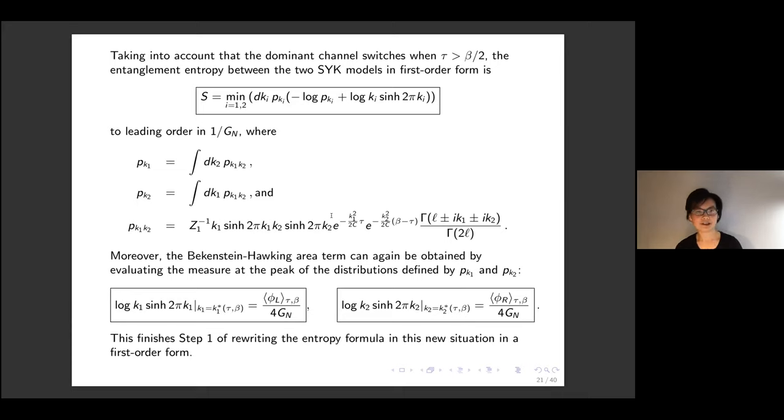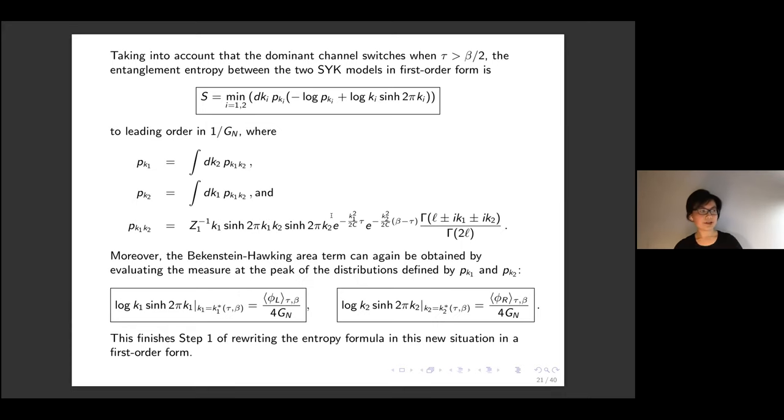If we then take into account that the dominant Euclidean channel switches when tau is greater than beta over 2, we get as the final answer for the first order calculation that the way to rewrite this entanglement entropy between these two SYK models in first order form is this equation here on the top, to leading order in 1 over G Newton, where this P(k1) and P(k2) each come from marginalizing out the other variable in this P(k1, k2) that I defined on the last slide.